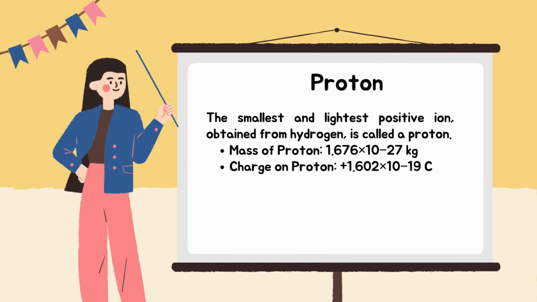What is a proton? The smallest and lightest positive ion obtained from hydrogen is called a proton. Mass of proton: 1.676 times 10 to the power of negative 27 kilograms. Charge on proton: plus 1.602 times 10 to the power of negative 19 coulombs.